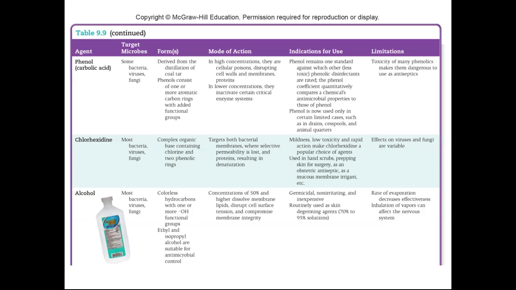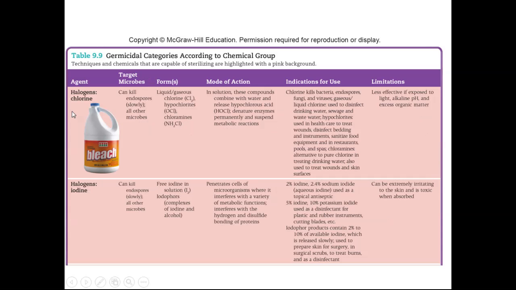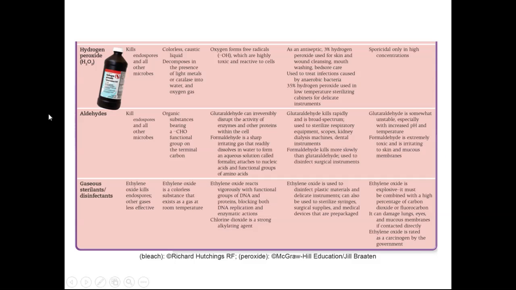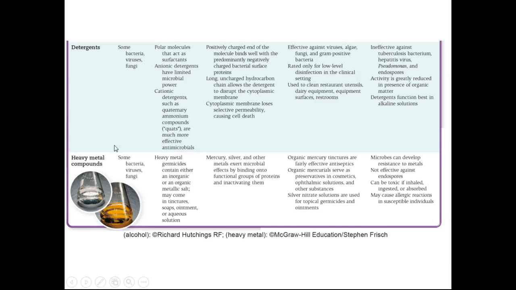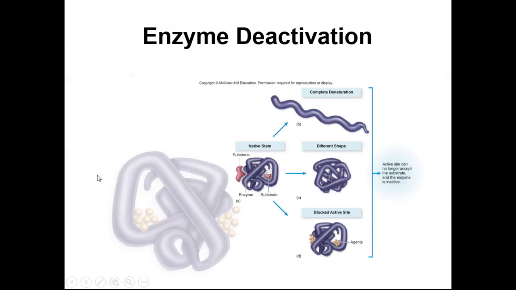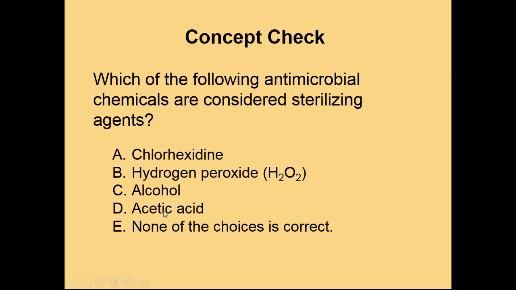We can see that our iodine-based or halogen compounds are going to be sterilants. We have our chlorhexidine and our hydrogen peroxide and our aldehydes. Aldehydes are disinfectants and sterilants. Alcohol is a sterilant, and heavy metal compounds can be a sterilant. What was not included, though, was acetic acid. Acetic acid is not a sterilant. So the correct answer is A, B, and C.